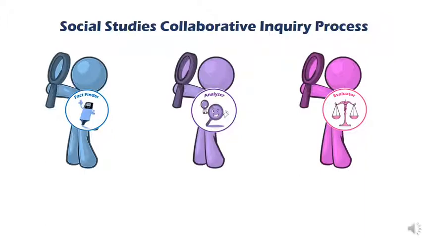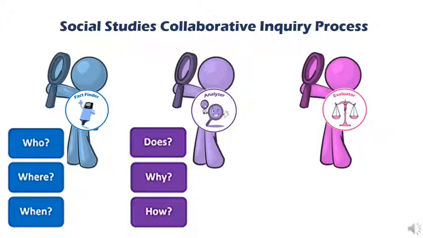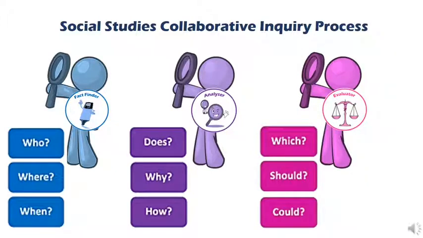What are the corresponding questions? Well, I'm glad you asked. Each SCIP inquiry role has a set of corresponding questions. These are linked to different levels on Bloom's taxonomy of higher order thinking. So our fact finder would have the blue set of corresponding questions: who, where, and when. Our analyzer would have the purple set of corresponding questions: does, why, and how, and our evaluator would have the pink set of corresponding questions: which, should, and could.